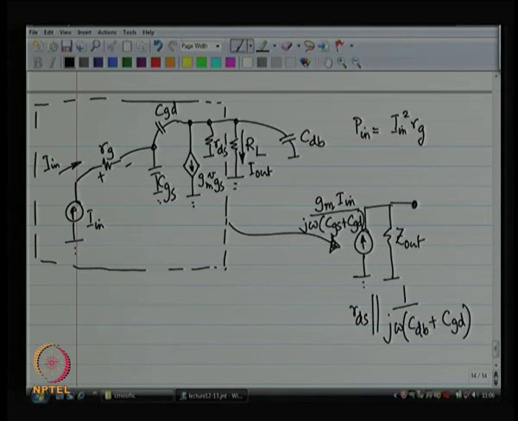Now, once I have these two, I can easily put R_L in shunt and figure out what is going to be the final voltage at the output. And that is going to lead me to the power gain. Is this okay? So, I do V squared by R_L, that gives me the power at the output, divided by the power at the input, and that gives me my power gain. Have I made any mistakes over here?